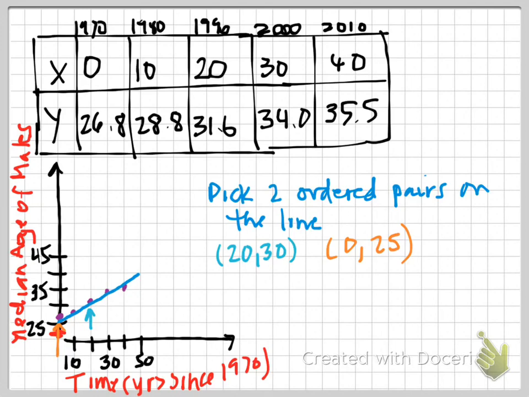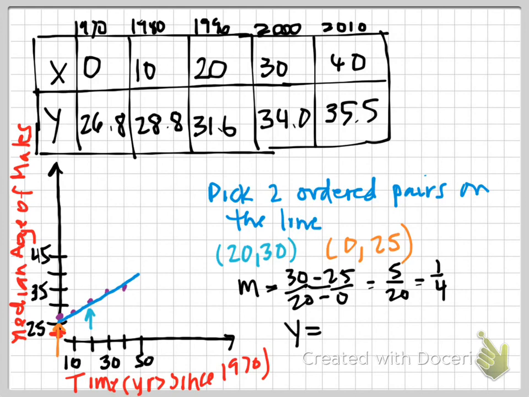And from that, you would create an equation from what we've studied. So here's the good news. I have a y-intercept. Okay, that's pretty cool. So when I do my equation, I need slope. So slope is going to be 30 over 20, 25 over 0, subtract. I get 5 over 20, which is 1/4. So my equation would be y equals 1/4 x, and because this is the y-intercept, I say plus 25.